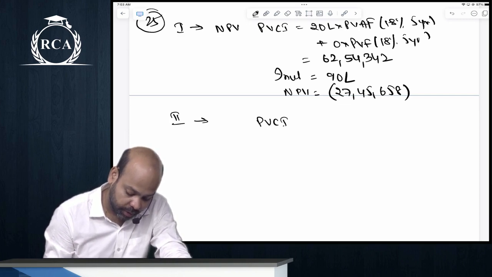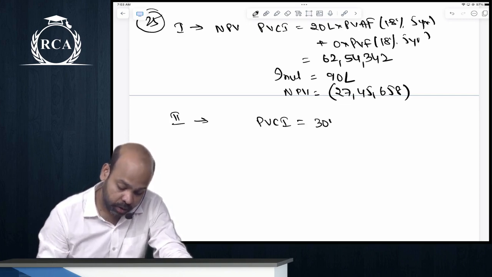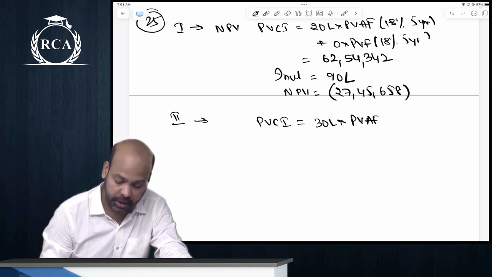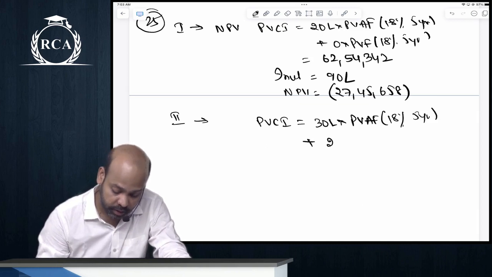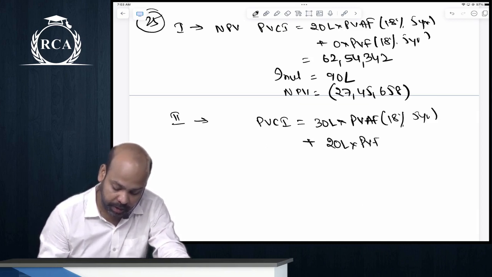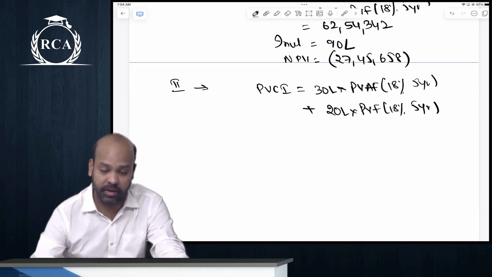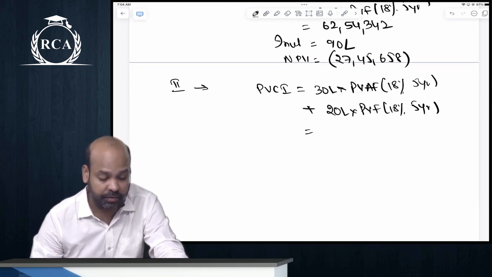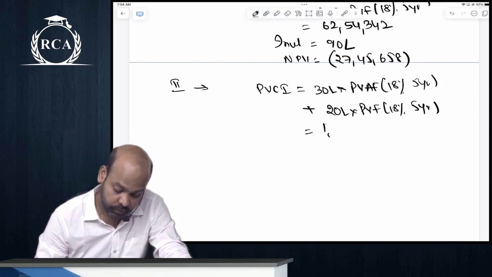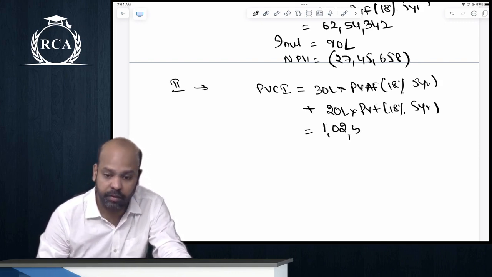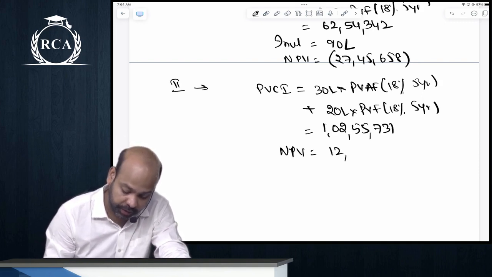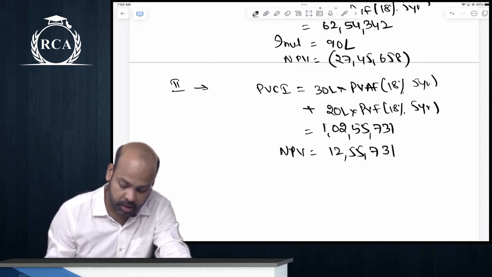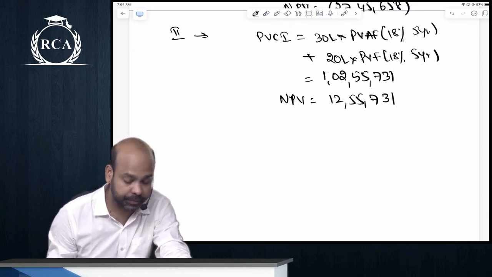Second case mein beta, what will be your PVCI guys? You will write 30 lakhs multiplied by PVAF guys at 18% for how many years? 5 years. Salvage value is 20 lakhs. That multiplied by present value factor guys at 18% for the 5th year. These are all simple calculations guys. ये कितना आया बेटा? Present value of cash inflows. 1 crore 2 lakhs 731. Your NPV guys will now be 12 lakhs 55,731. Everyone got the same answers?